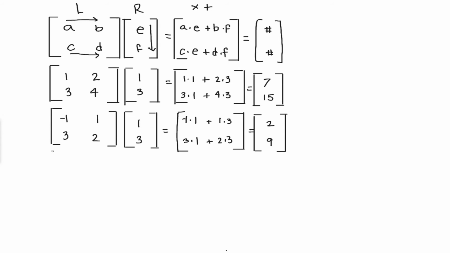Now let's do one last one, just to show you one of the things you're going to start to discover in this exercise. This time, what we're going to do is multiply by -1, 0, 0, and -1. Same vector, 1 and 3. And look what happens here. This is pretty cool. I like this.